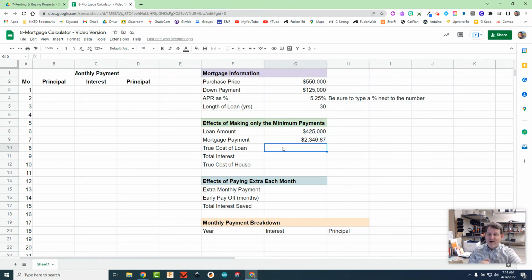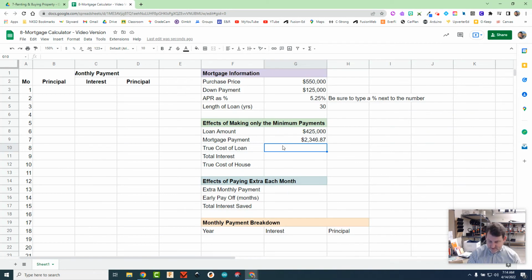So true cost of the loan. Remember, the true cost of the loan is the money you borrowed and all the interest you paid on the loan. And that can sound like it's complicated to figure out, but it's actually pretty easy. The other way to do it is just say, well, every month I'm going to write the bank a check for this amount. That's my monthly payment. And I'm going to do that for 30 years, 12 times a year.